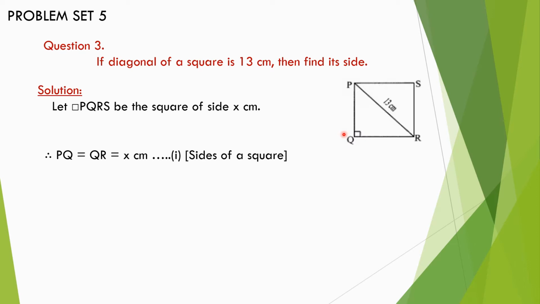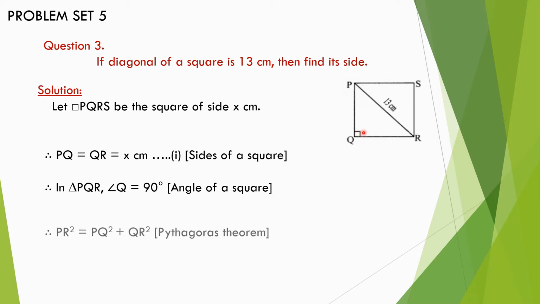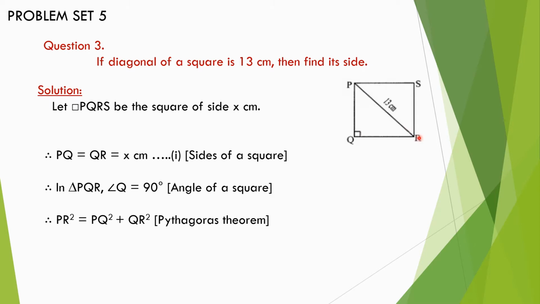And triangle PQR is a right angle triangle because angle Q is equal to 90 degrees, that is, the angles of a square. Therefore, by the Pythagoras theorem, PR square is equal to PQ square plus QR square. That is 13 square is equal to x square plus x square from equation 1. Therefore, 2x square is equal to 13 square, that is 169. Therefore, x square is equal to 169 upon 2.